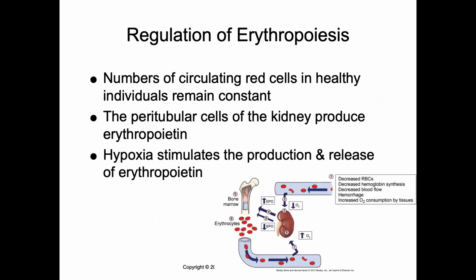Numbers of circulating red cells in healthy individuals remain relatively constant. The peritubular cells of the kidney are what make the erythropoietin, and the hypoxia stimulates the production and the release of erythropoietin. Okay, so a little bit on this, which is kind of interesting. You may know the name Lance Armstrong.